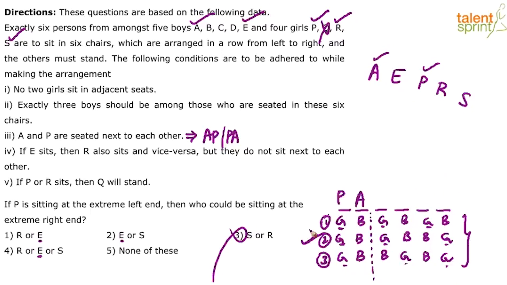Now verify case 2. Case 2 says that the occupancy should be girl, boy, boy, girl, right? So according to case 2, the last position should be occupied by a girl. Who are the other 2 girls that we have? R and S. Can R come here? R can come. Let's say R comes here. If R comes here, then the boy E should not, sorry, you understand?